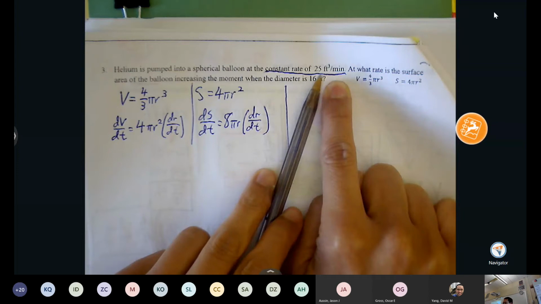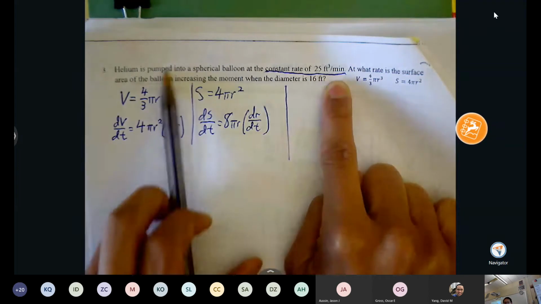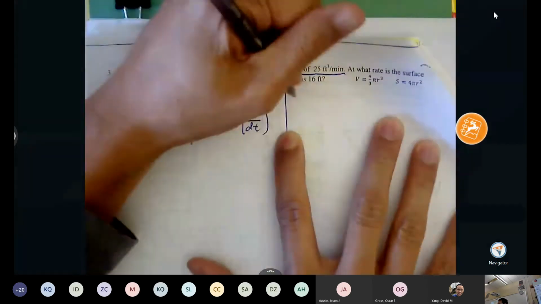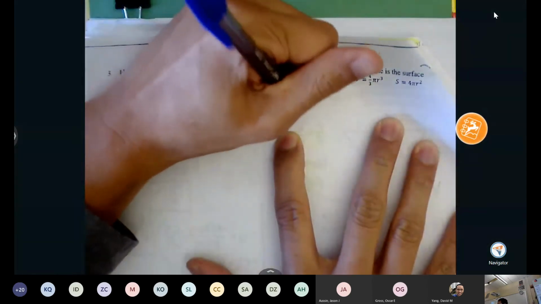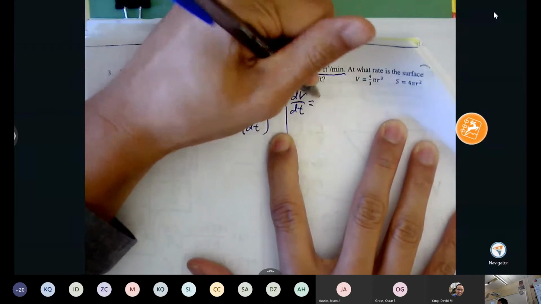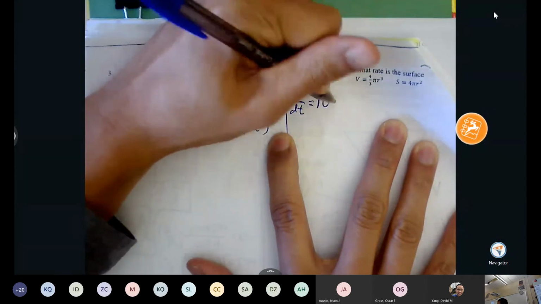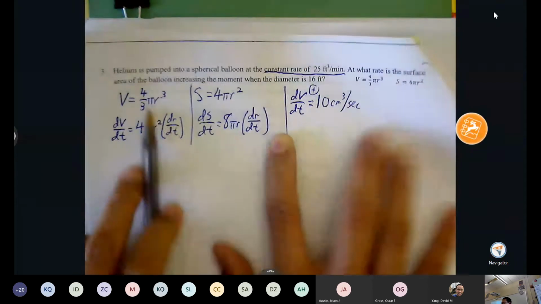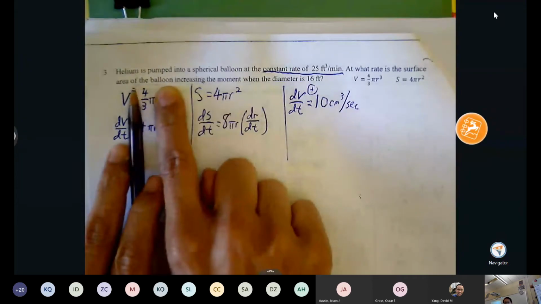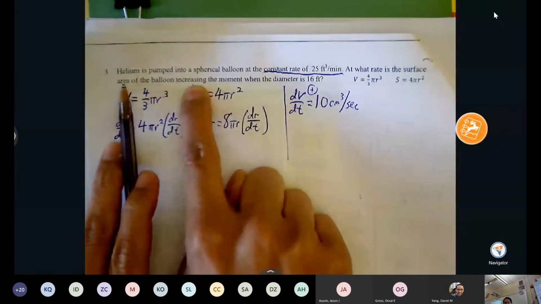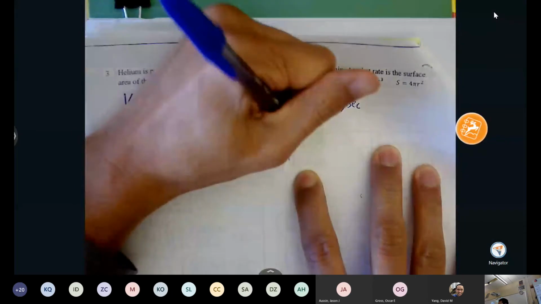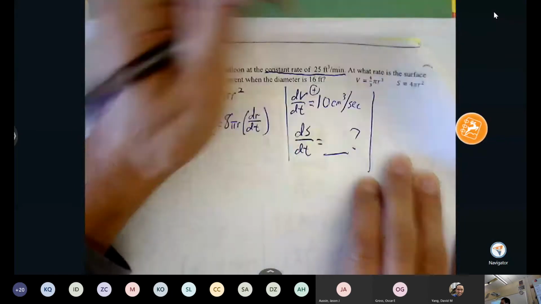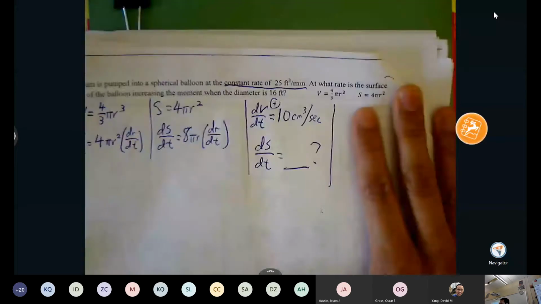Okay, dV/dt, positive or negative? Positive, right? Pumped into the balloon, we know the volume is increasing. Positive. At what rate is the surface area increasing? So we're looking for dS/dt, when the diameter is 16 feet.